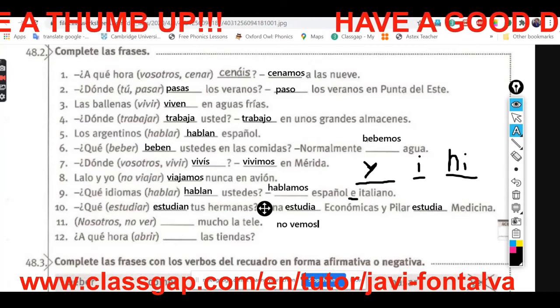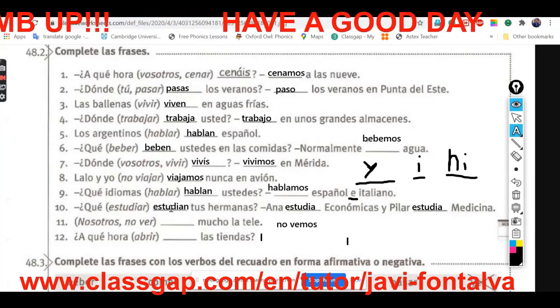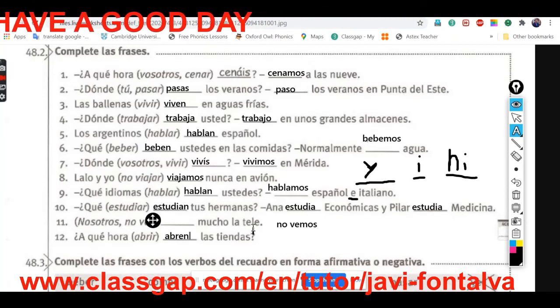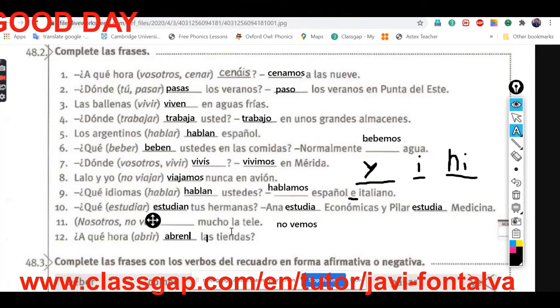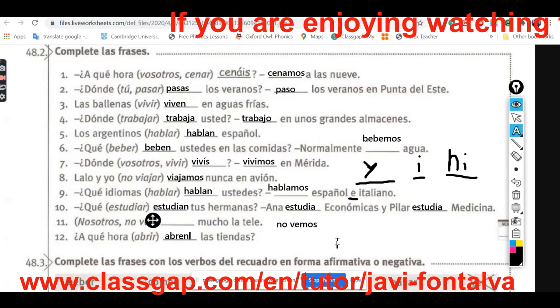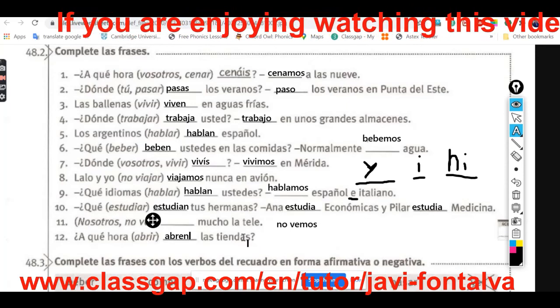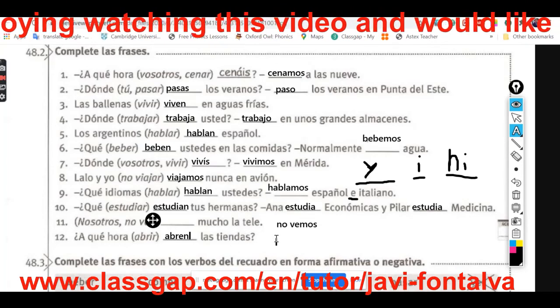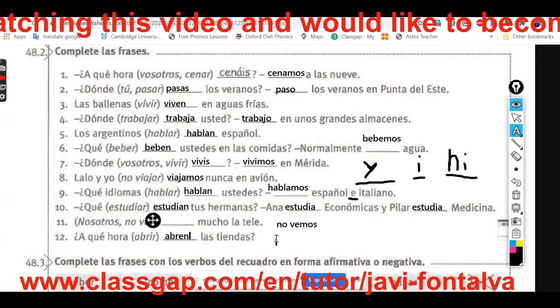12. ¿A qué hora abren las tiendas? Abren, yeah, plural, because the subject is las tiendas. What does this mean? At what time do shops open? Because this is tiendas, shops, plural. So I'm not talking about one shop. I'm talking about shops in general.